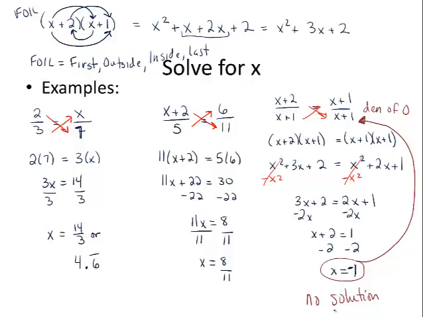Does that make sense? So anytime when you get your answer, if you have x's in the denominator, you go back and you check them to make sure it doesn't equal 0, because we can never have a 0 in the denominator. Okay.